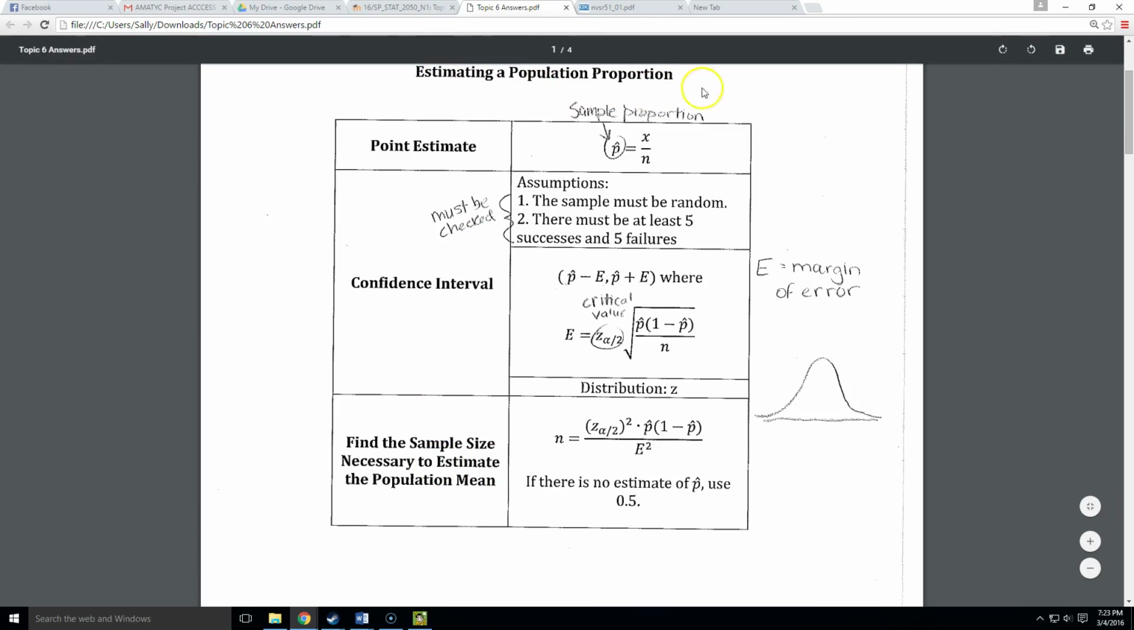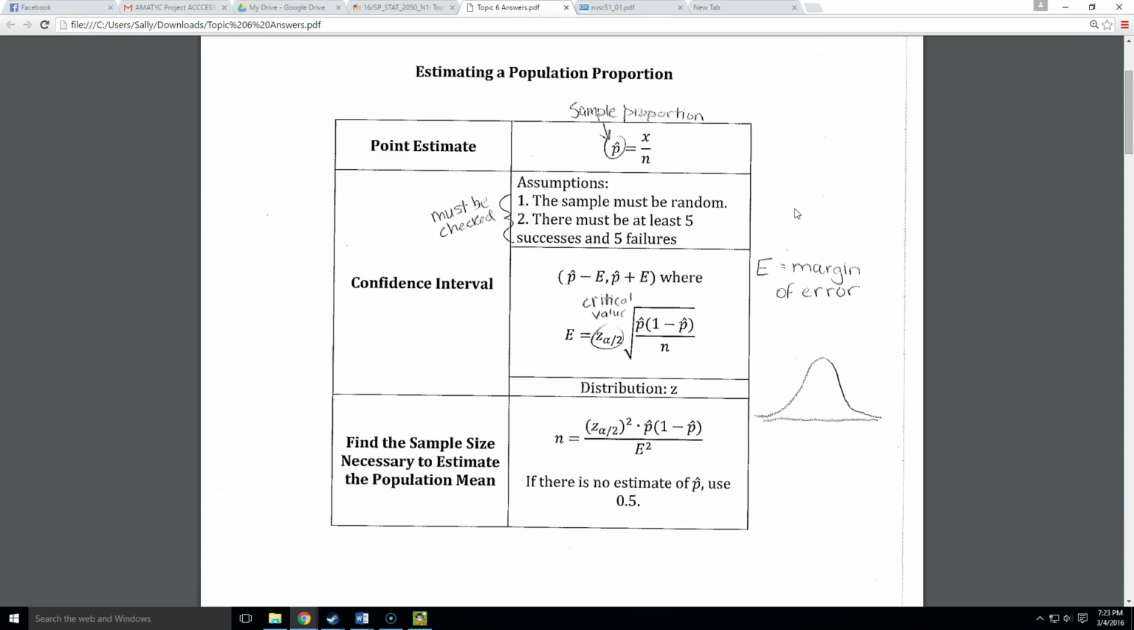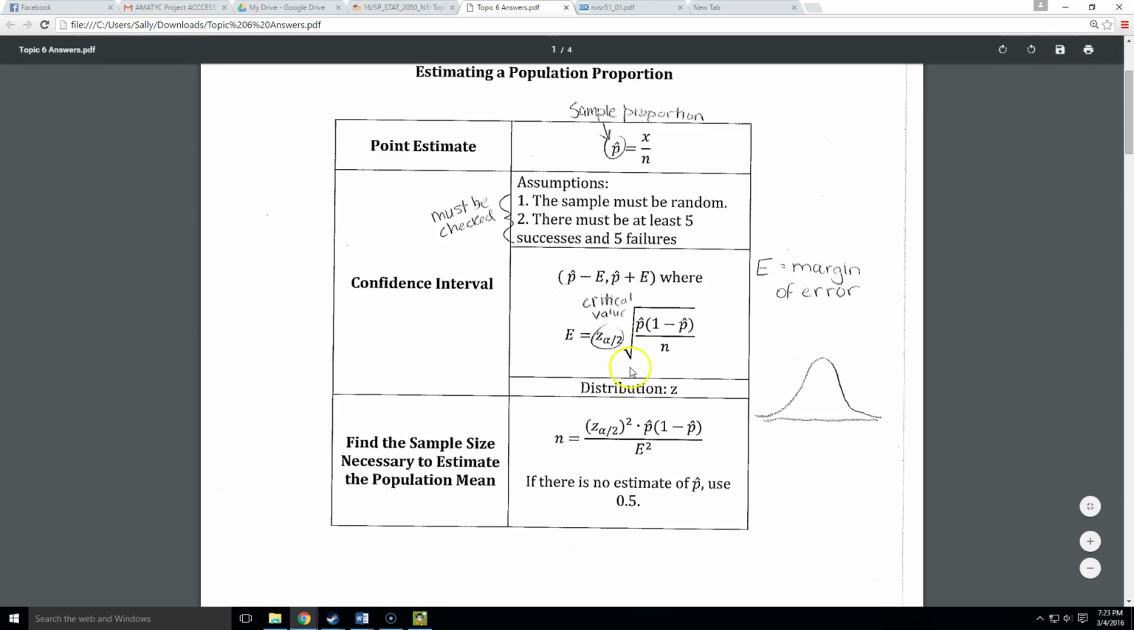But again, this page here is the first page of the confidence interval reference tables. You will be allowed to use these during the exam. They will be given to you with the test. So you won't need to memorize or write down any of these formulas. However, you will need to know how and when to use them.